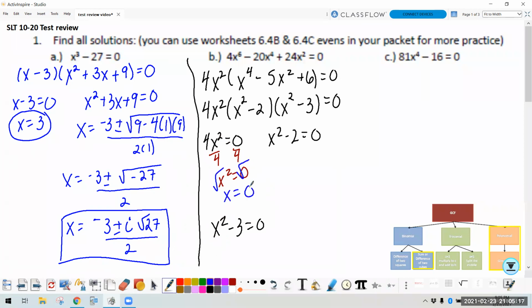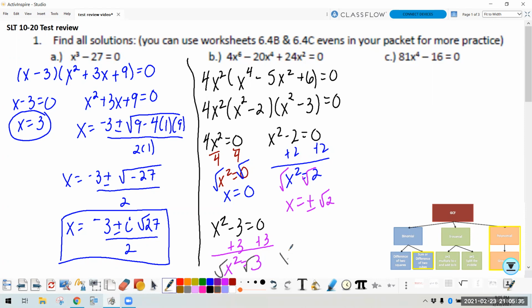So x equals 0. X equals plus or minus root 2. And x equals plus or minus root 3. So this answer, these two, and these two.